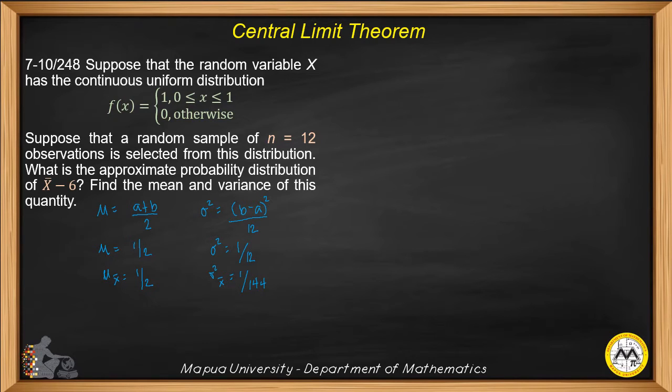Now, for the probability distribution of x bar minus 6, the mean would be the expected value of x bar minus 6. So that's 1 half minus 6, which is negative 5.5. This is the mean of x bar minus 6, while the variance of x bar minus 6 is just the same as the variance of x bar. So the variance of x bar minus 6 is also 1 over 144.